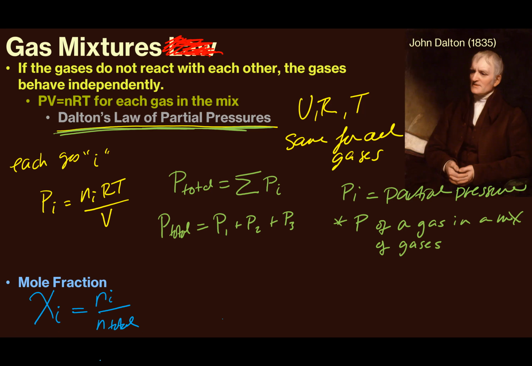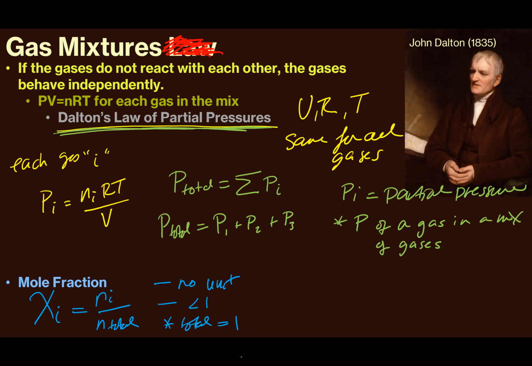You could do mole percent by doing mole fraction times 100 to get the percent. Mole fraction has no units, because essentially we're taking moles and dividing by moles, so they've all canceled out. All of our mole fractions should be less than 1 because it's a portion of a whole. And our total should be equal to 1. The total mole fraction should be 1.